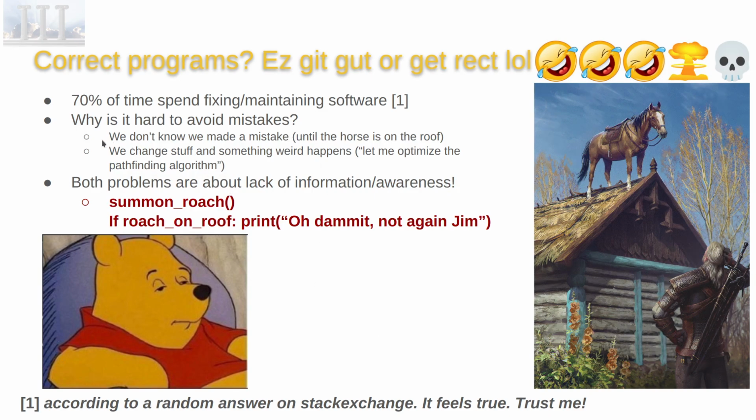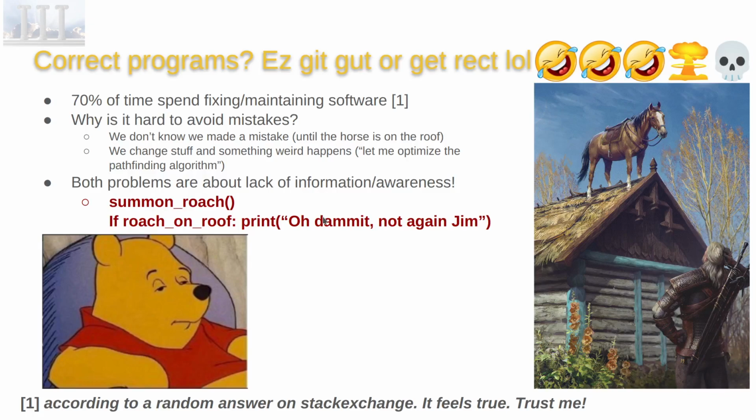So why is it so hard to avoid mistakes in programming? Well, first and foremost, programming is hard. It's just not a super easy thing to do. The second thing has to do with knowledge, in my opinion. So often we don't know there is a mistake when we are making it. It's only after some time, when we run our program or test it in an unexpected way, that we discover, oh wow, the horse goes on the roof when you call it.